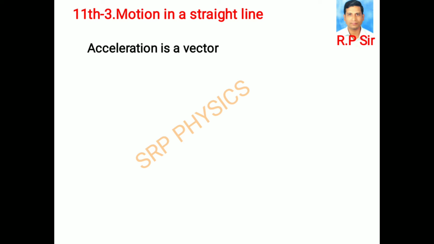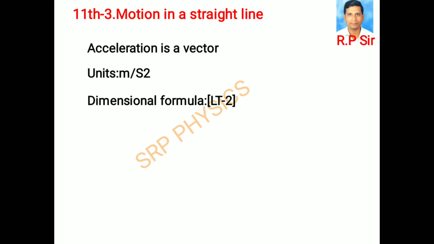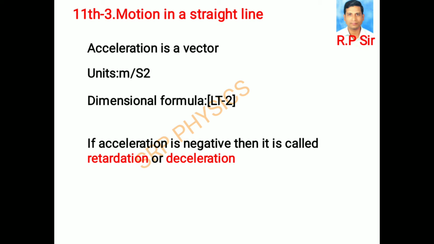Acceleration is a vector. Its unit is meter per second square. Its dimensional formula is LT inverse square. If acceleration is negative, then it is called retardation or deceleration.